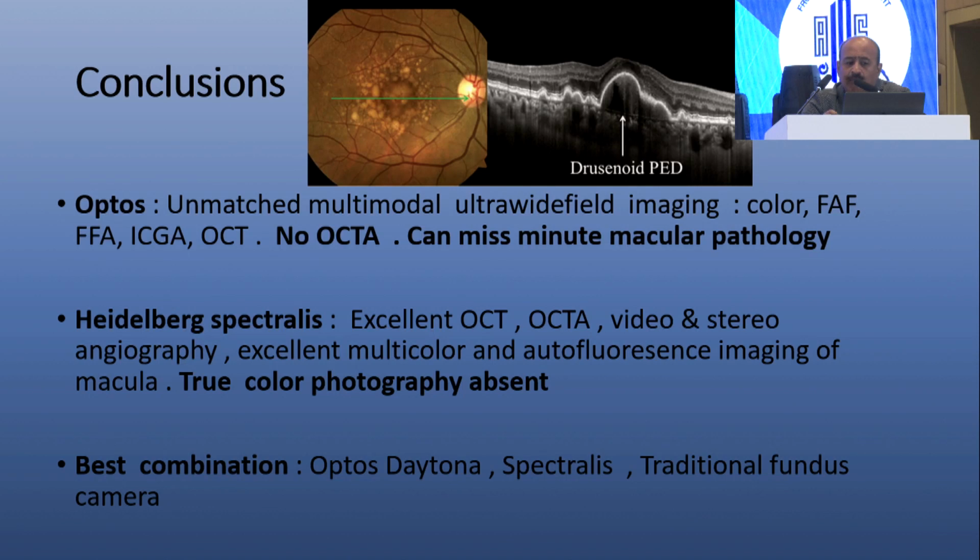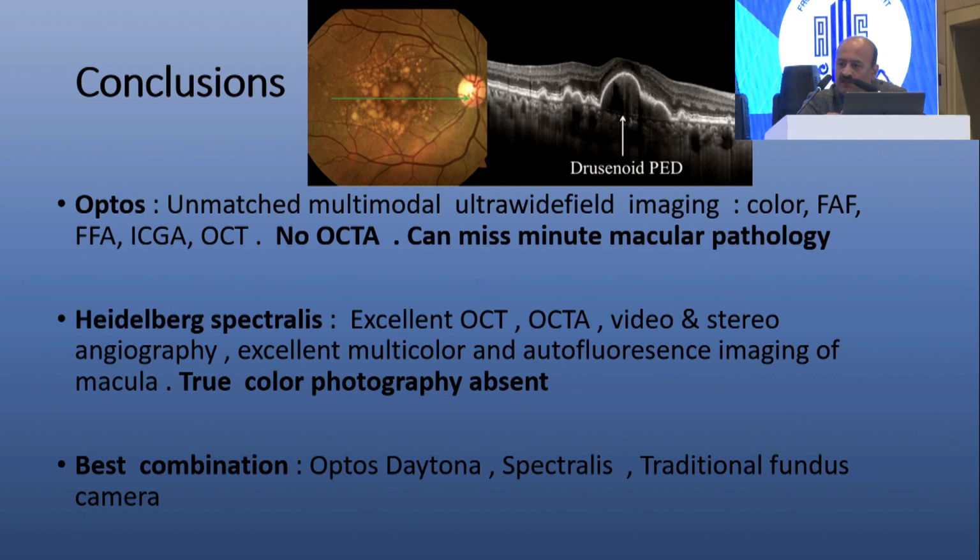So Optos is unmatched for multimodal ultra wide field imaging. Anything in the peripheral fundus, there is no technology which can give you multimodal imaging with that accuracy and quality. But it doesn't have the OCT as that, and very minute macular pathology can be missed sometimes with the Optos because it is designed for a panoramic view of the fundus. The Spectralis is also a very wonderful multimodal imaging, but color photography is absent. So you will need a color imaging device because there is no color fundus imaging.